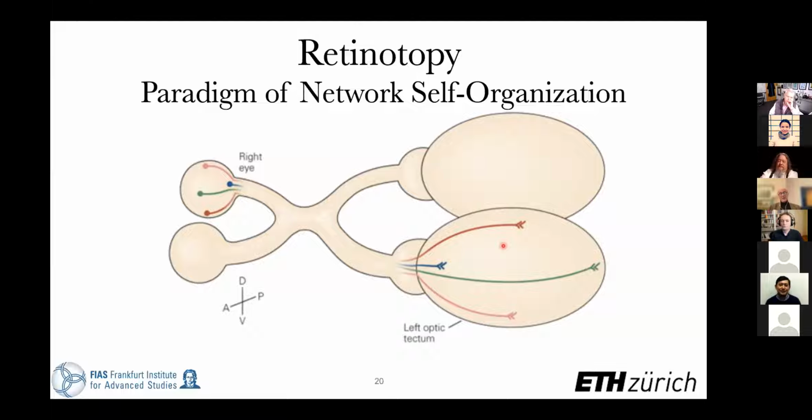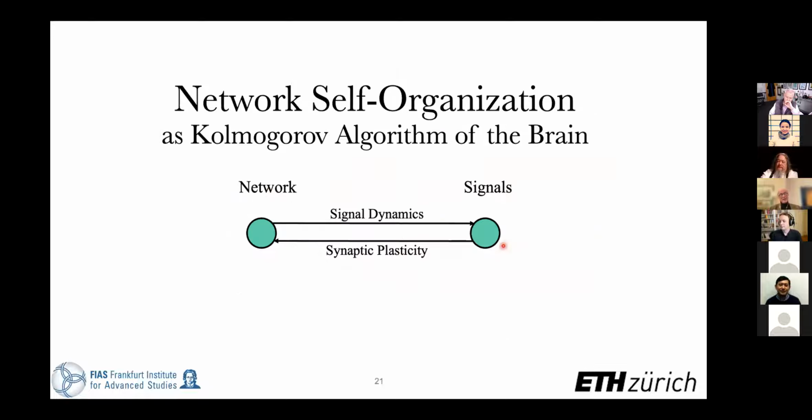There was a handful of theories. All of them died given the enormous flexibility of the system, its resistance to experimental interventions and quirks of natural development. And the one that survived, and I was one of the people who proposed it with my friend David Willshaw and Alexander Häusler, is network self-organization. So the claim is that is the Kolmogorov algorithm of the brain. And it works like so.